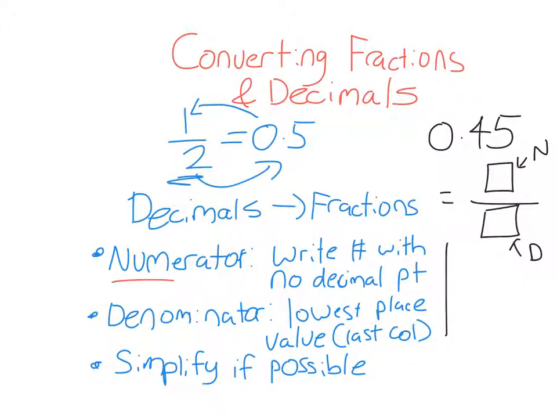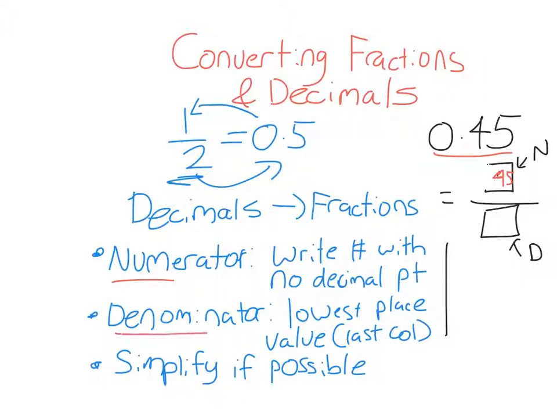I write this number without the decimal point. So I write 0.45 with no decimal point. Of course, you probably realize that I don't need to write the 0, so I'm just going to rub that out and just write the number 45. So 45 is the numerator of this fraction.